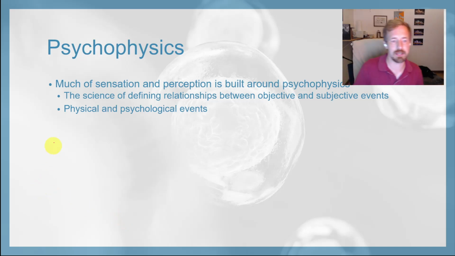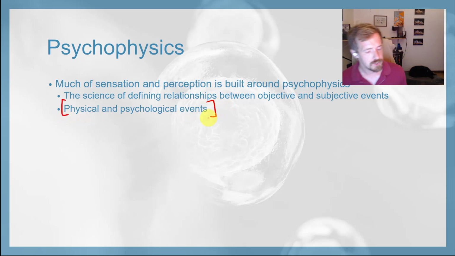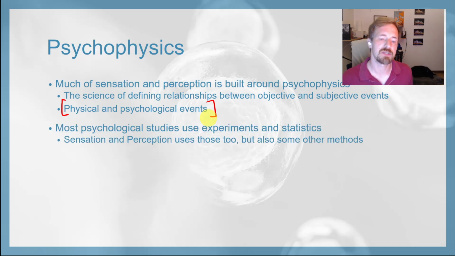So it's like looking at the connection between physical events and psychological events. Whenever I touch something and I interpret what I'm touching, what is that relationship? The relationship between sensation and perception is essentially what we're talking about here. So psychophysics sounds very scary, right? Because it's got physics in the title there.